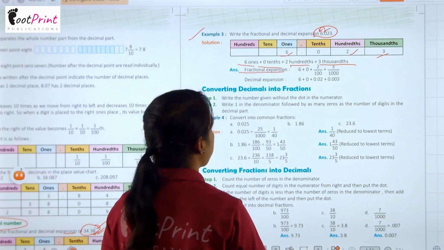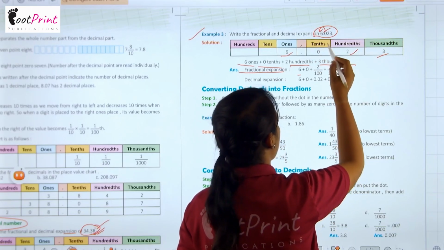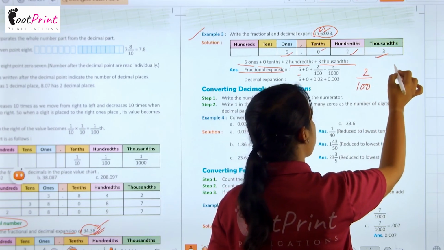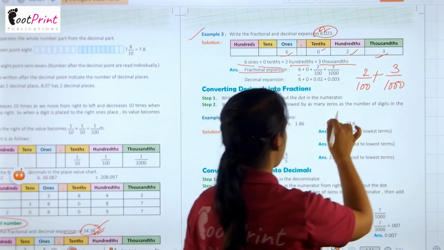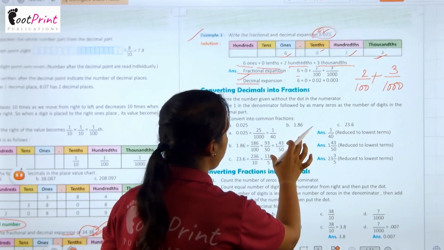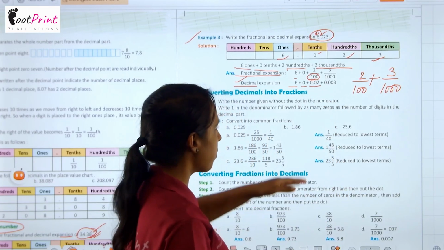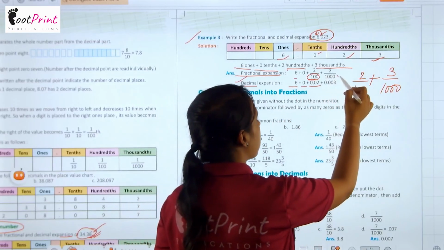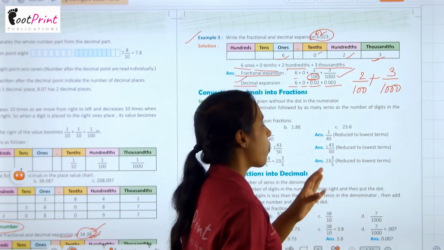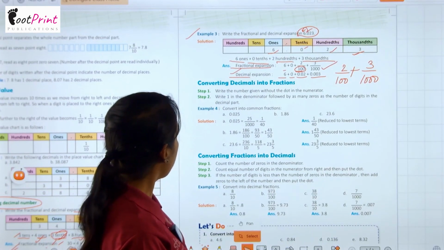And in fractional expansion we can write 6 plus 0, 0 tenths means 0, and here hundredths, 2 upon 100, and then thousandths, 3 upon 1000. Okay, just like that we can expand the fractional form. And then we have decimal expansion. We know that if here 6, 0 and there are 2 zeros, so 2 decimal places will come, that is 0.02, and here 3 zeros are there, means thousandths, it means 3 decimal places will come, 0.003. Okay, now we will learn how to convert decimals into fractions.